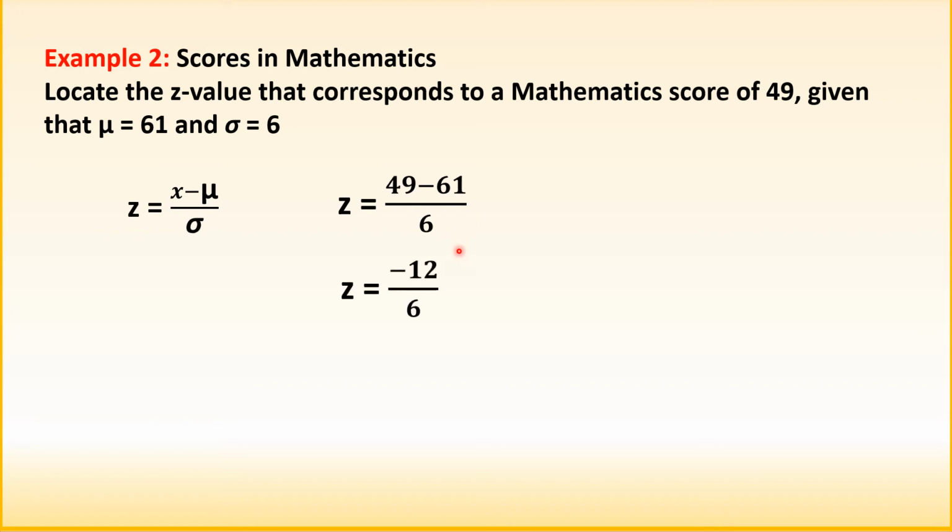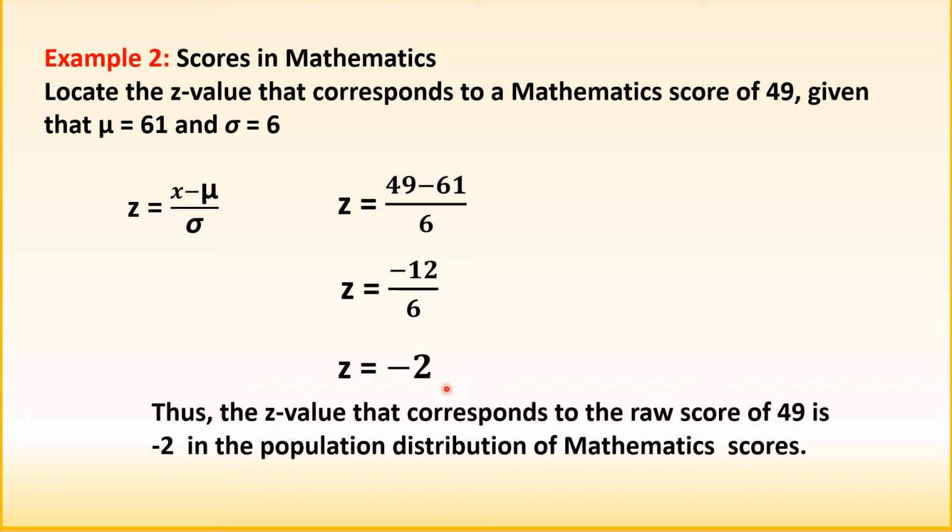49 minus 61 is negative 12. Divide by 6. Therefore, ang ating z is negative 2. So, the z-value that corresponds to the raw score of 49 is negative 2 in the population distribution of mathematics scores.